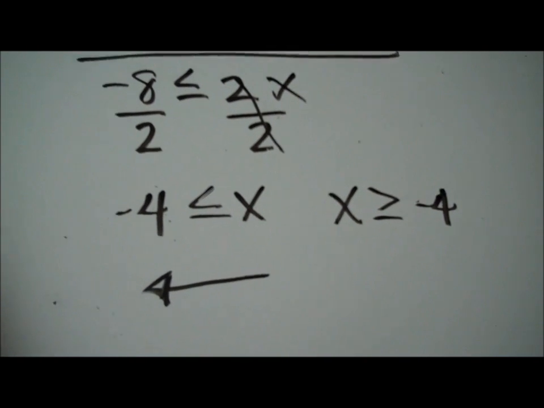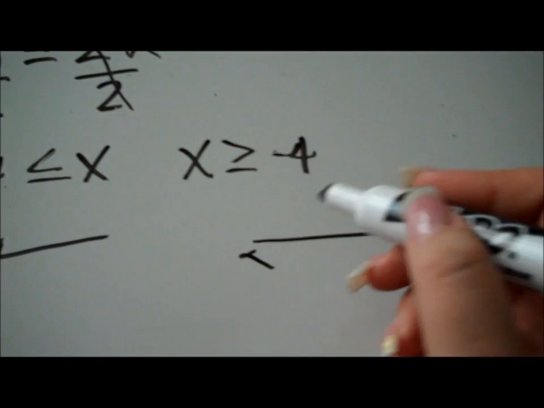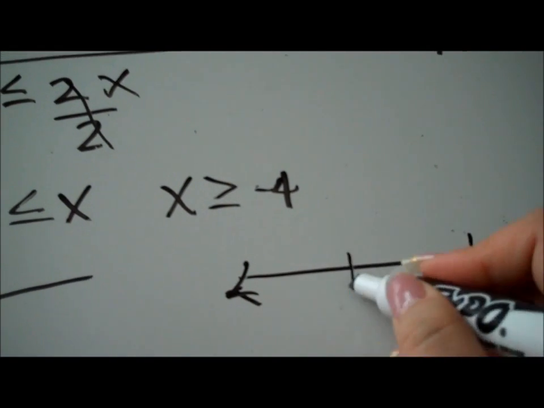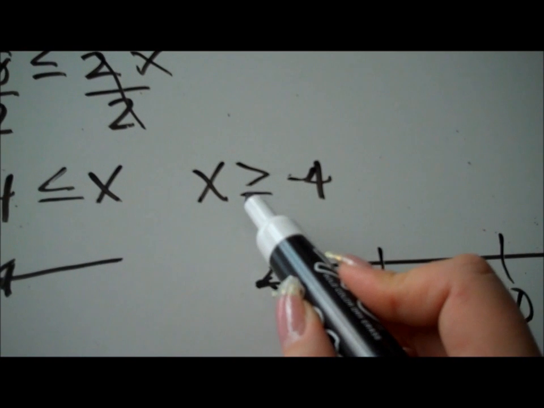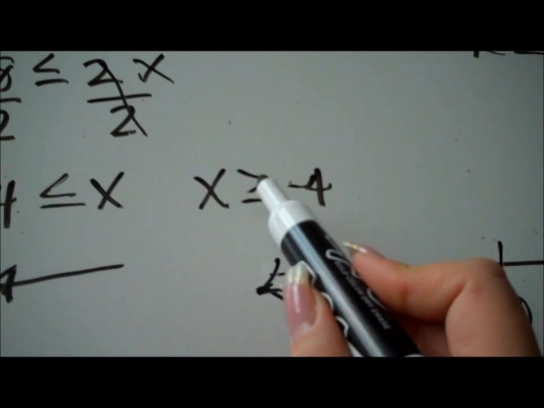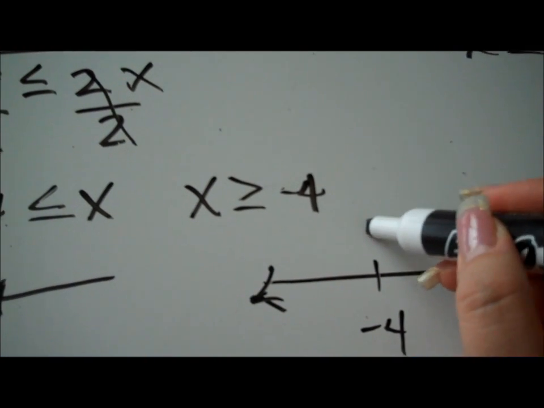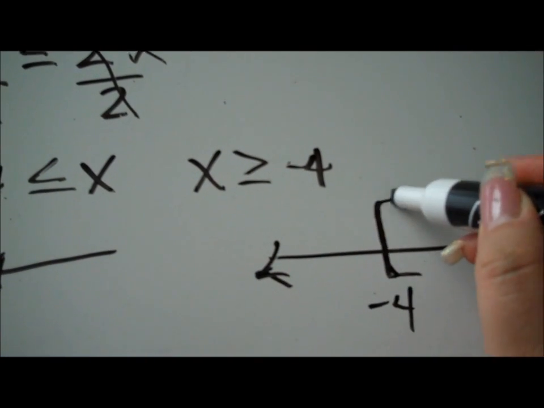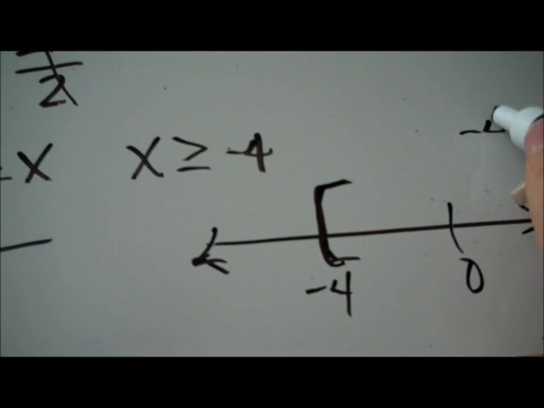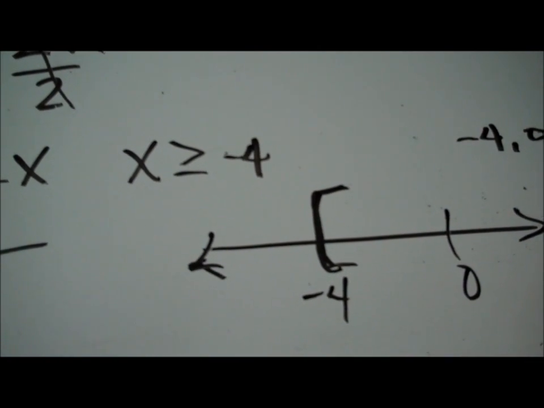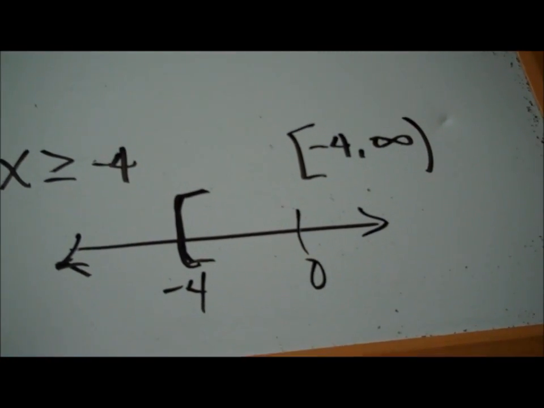Okay, we need to graph this, so we would graph it on a number line. 0, negative 4. I would use a bracket because, again, it's got the less than or the greater than or equal to symbol underneath. So I would want to open it up this way. If I were asked for the number set, I would go from negative 4 to positive infinity. I would have a bracket here and a parenthesis at the infinity symbol.